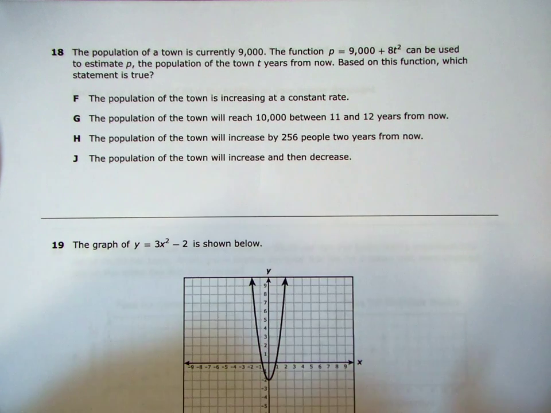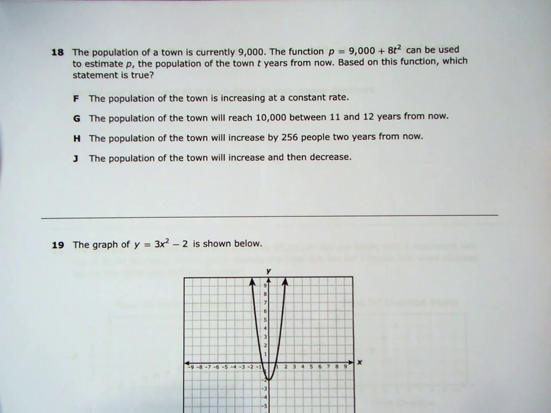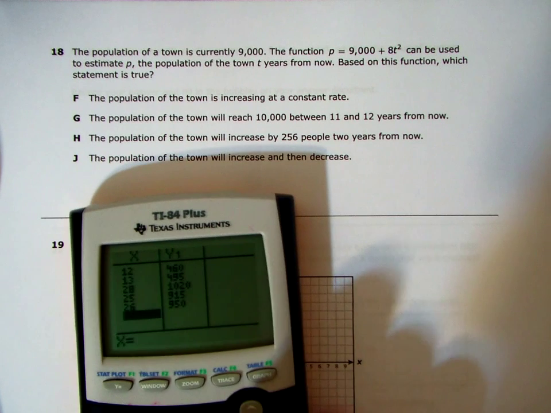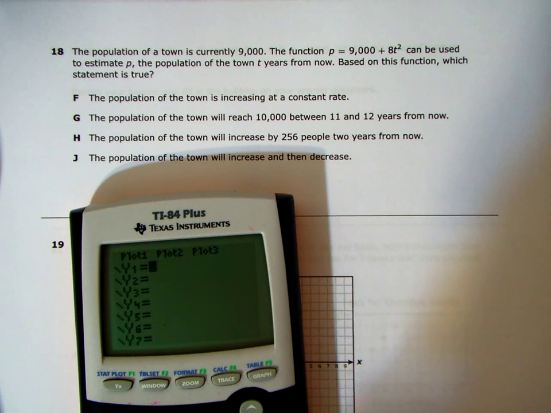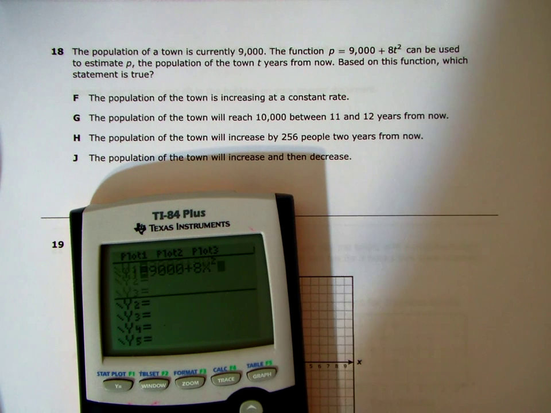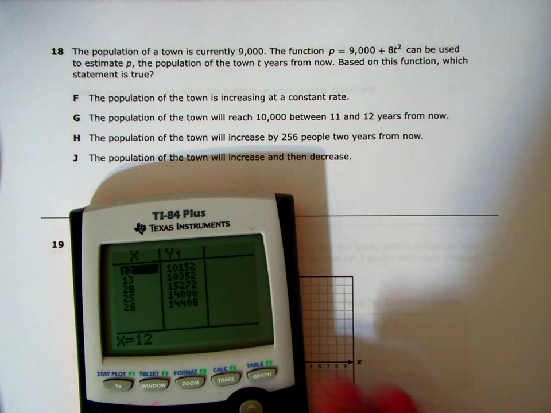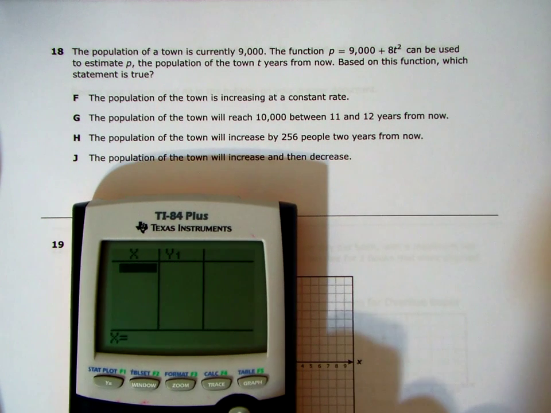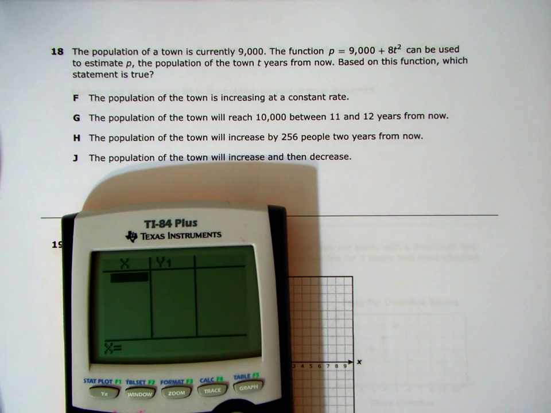All right. The population of a town is currently 9,000. The function P is equal to 9,000 plus 8t squared. Can it be used to estimate P, the population of the town t years from now, based on this function? Which statement is true? Okay, I see a function, right? Let's type it in the calculator, just because. Because it's good to use your resources, right? Plus 8x squared.